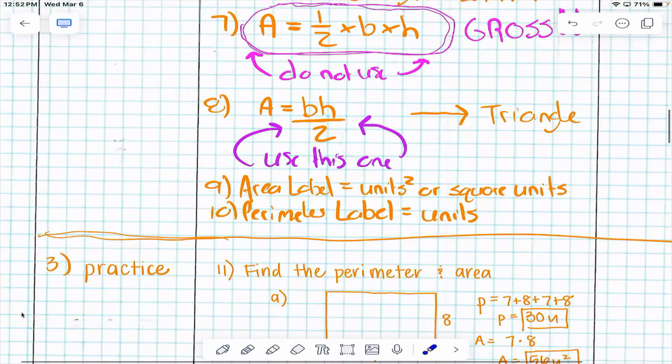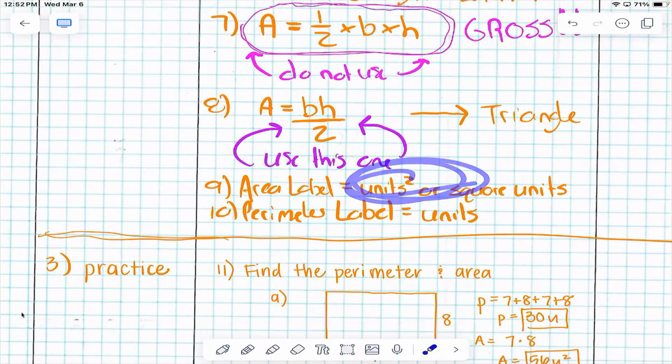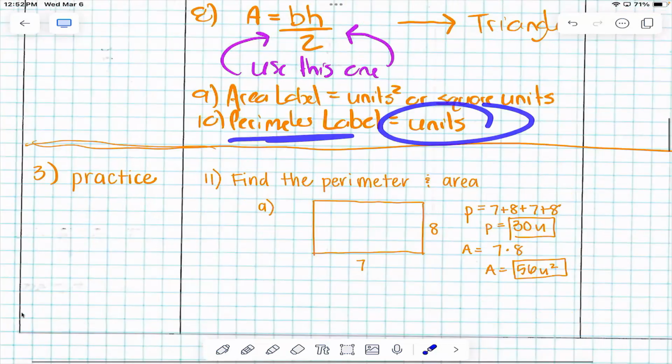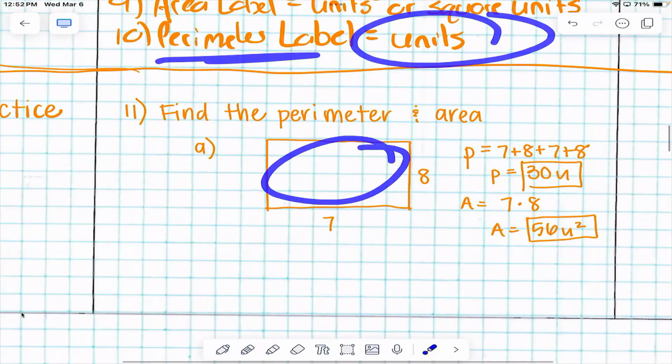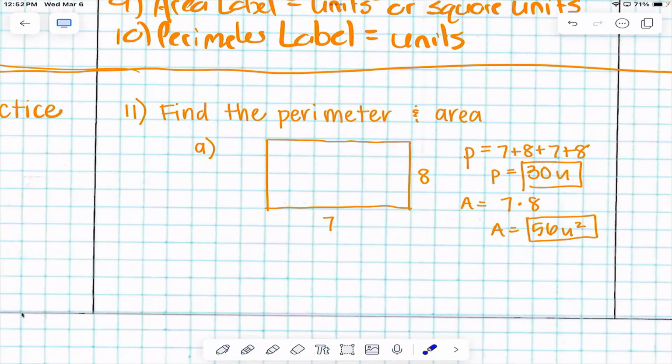What label do we use for area? Unit squared, or square units, right? Yes. And what do we use for the label for a perimeter? Units. What kind of shape is this right here? Rectangle. So it's just base times height?